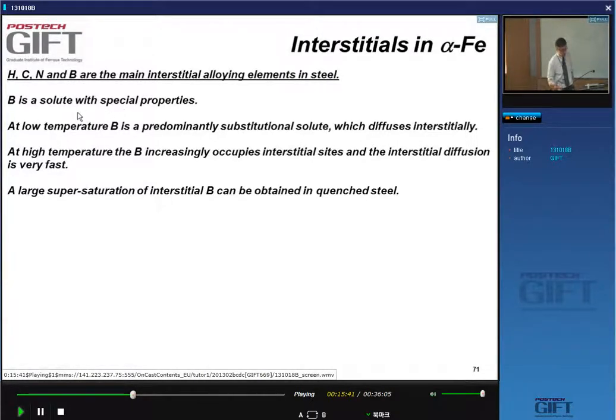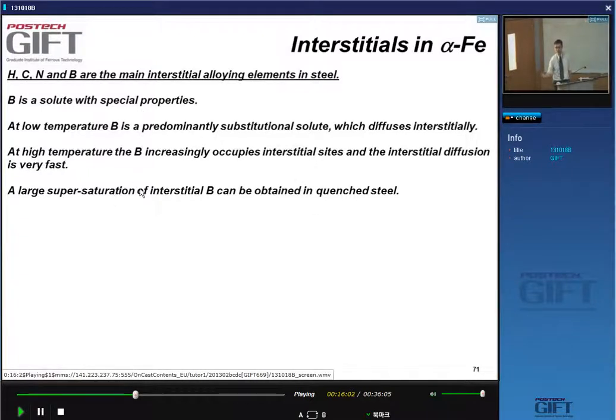Boron has some special properties. At low temperatures, it's substitutional, but it diffuses interstitially. It's kind of interesting, yeah? And at higher temperature, it becomes an interstitial solute, with a very fast interstitial diffusion.